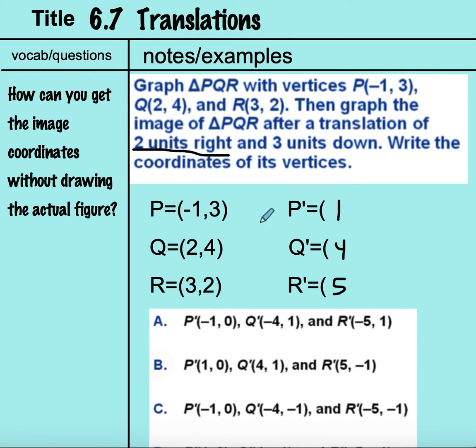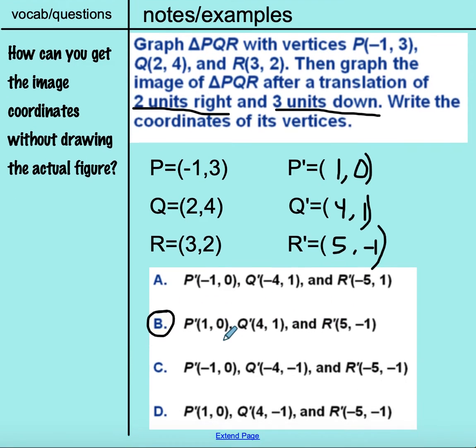Okay. Once I have those added, now I'll deal with the 3 units down. That's going to affect my y-coordinate. So down is in the negative direction, which means I'm going to subtract 3 from all my y-coordinates. So 3 minus 3 is 0. 4 minus 3 is 1. And 2 minus 3 is negative 1. So these are the coordinates I end up with, which matches up with, looks like, option B. Okay, so there is my translation of those coordinates.